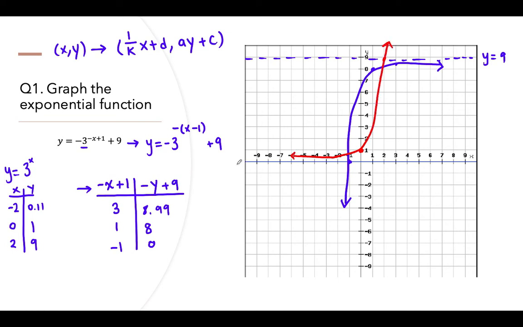Okay, and for any standard exponential function, we have a horizontal asymptote of y is equal to 0 because there's nothing plus or minus 0, right? So therefore, it looks like that. So the red one is my standard, the parent function, and the blue one is my transformed graph.